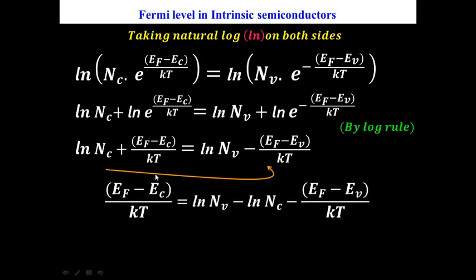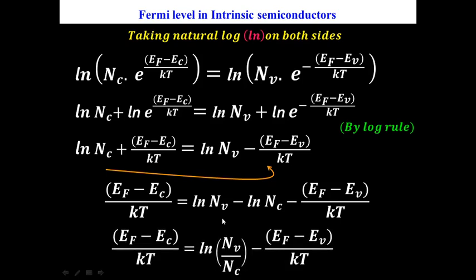So we'll get (Ef - Ec)/kT = ln Nv - ln Nc - (Ef - Ev)/kT. Now ln Nv minus ln Nc, that is natural log Nv minus natural log Nc, is nothing but natural log of Nv by Nc by the logarithm rule. Log A minus log B is log of A divided by B. So in this step we get ln(Nv/Nc) by the logarithmic rule. Now we will solve this step.